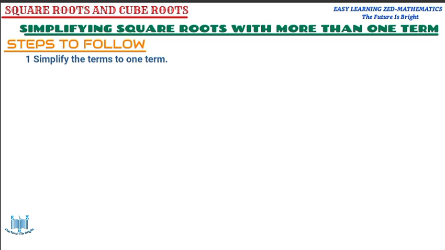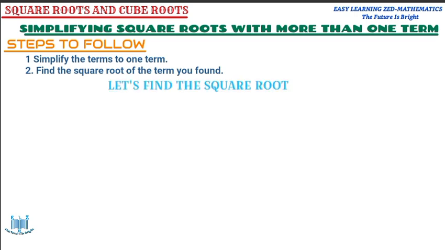After you come up with one term, then the next thing you need to do is you just find the square root of the term you found. That's all. So after you have simplified the square roots to one term, you find the square root of that term you have found. Okay, so those are the 2 steps you need to follow in simplifying square roots with more than one term. Okay, let me show you how you simplify square roots with more than one term.